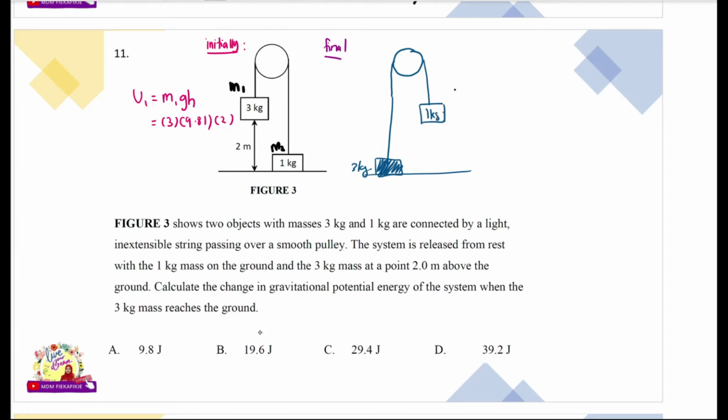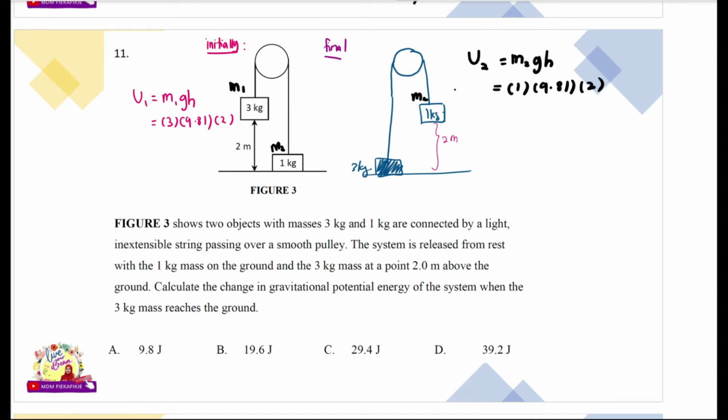Okay, at this moment, 1 kg mass is 2 meter from the ground. Okay, soalan dah bagi tahu tadi kan? Bila 3 kg mass reach the ground, so means that 1 kg mass akan berada pada 2 meter height. Okay, so kita boleh kira pula, this is mass 2. We can write at this moment, gravitational potential energy for mass 2 is equal to m2gh. So m2 is 1 and 9.81, h dia adalah 2.